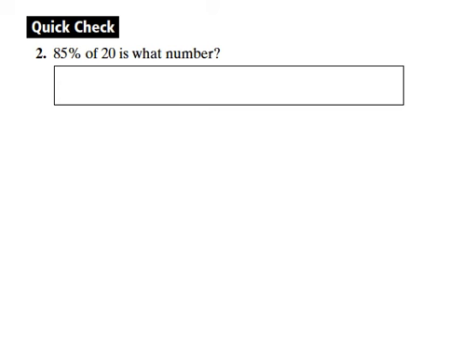Let's try quick check number 2 together. 85% of 20 is what number? We're going to write down that little phrase from the beginning. Part over whole equals percent over 100. Add that in your notes. It probably wouldn't hurt to write that on your homework when you go to do your homework.